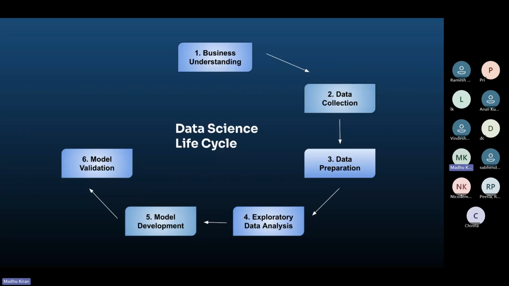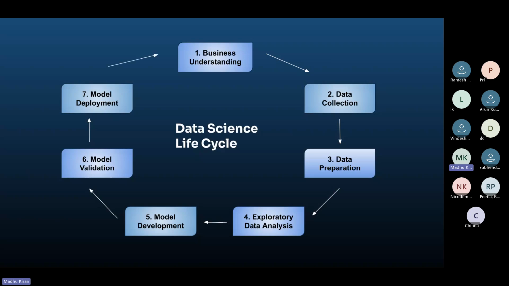So after doing the model validation, the next step in the data science life cycle would be model deployment. The model deployment is usually handled by a very separate team, machine learning engineers. They take care of the model, like they put it in production for the customers to use it. So model deployment, again, business understanding, the cycle continues.